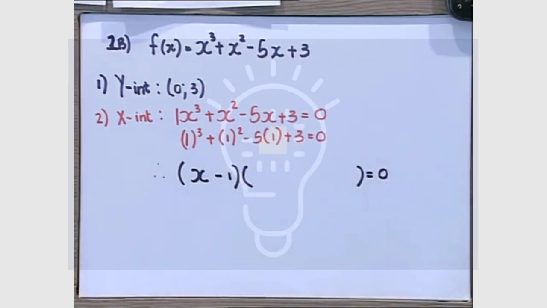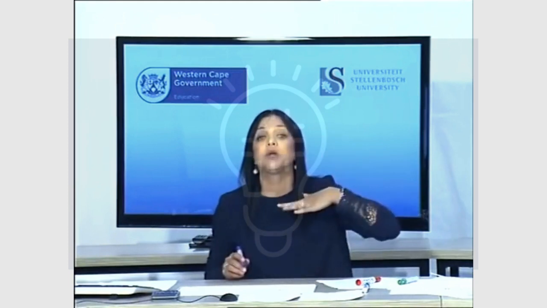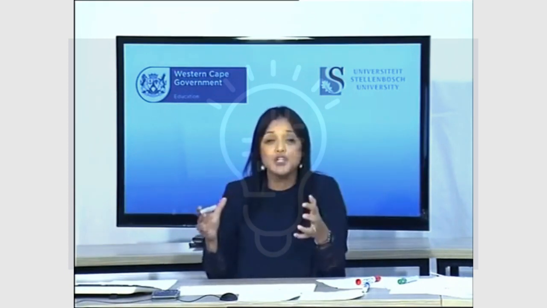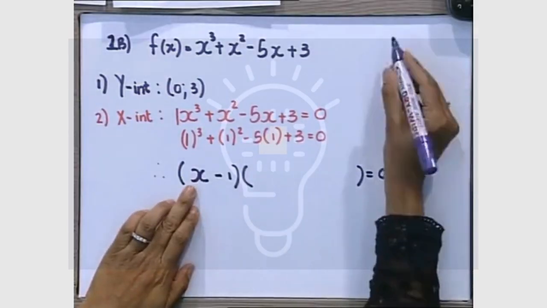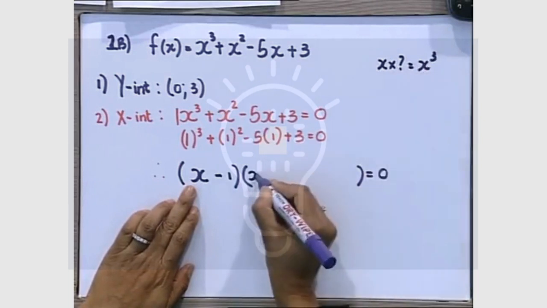Now remember, this is a new method that I've shown you this afternoon. It might be different from what your teacher showed you. Like I said, do the way that you understand best. So some people go into synthetic division, or you can follow this method. Watch again how we get the second bracket. x multiplied by what gives you x cubed? This must be x squared.